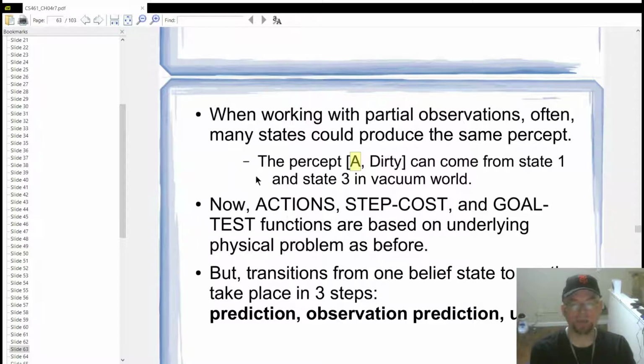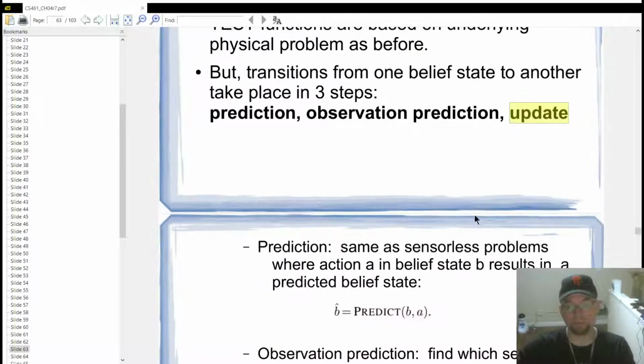So when we're dealing with partial observations, you have the actions function, the step cost function, and the goal test function, and just like they were based on the underlying physical problem when it was completely sensorless, same thing here. But transitions have to take place, and your prediction is a little bit more complex. When you're transitioning from one belief state to another, as you search through the belief state space, you have three steps: prediction, observation prediction, and update.